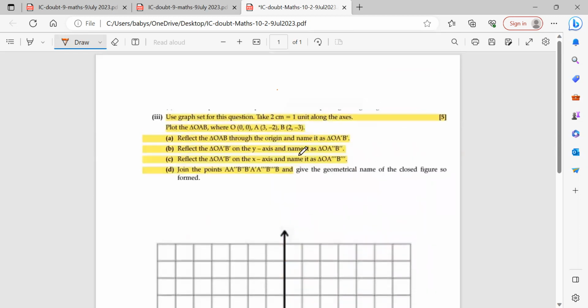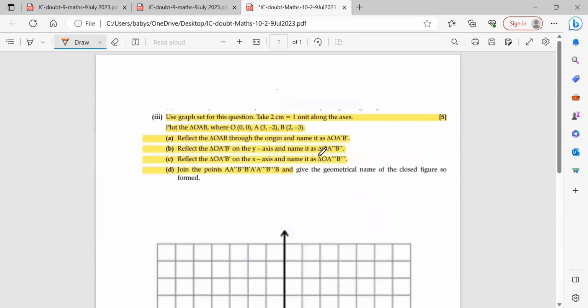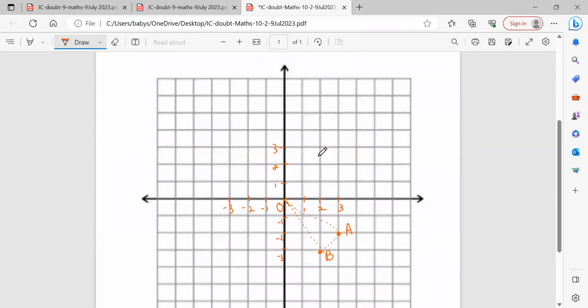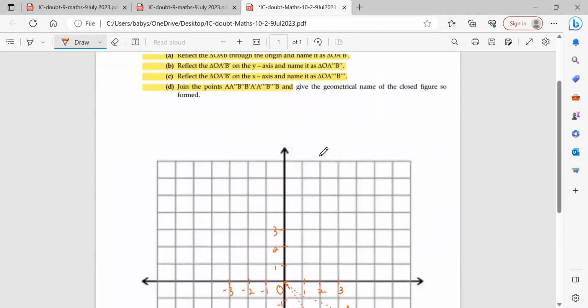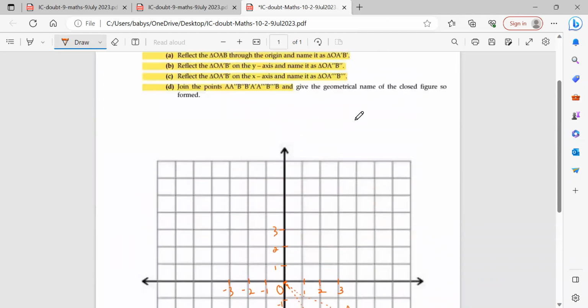Okay. So now, I name it as O, A dash, B dash. So you're going to reflect it about the origin. Remember, when you reflect about the origin, both the coordinates will change the sign. So what is A? A is 3, minus 2, isn't it? And when you reflect it about the origin, it becomes A dash, which is minus 3, 2, which is second quadrant. See, this is A dash.